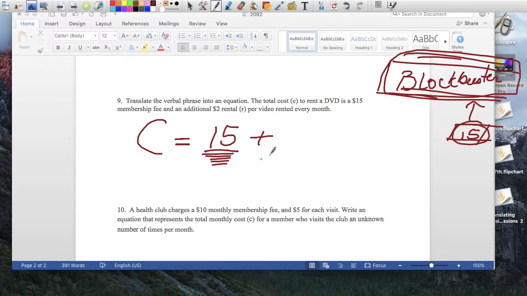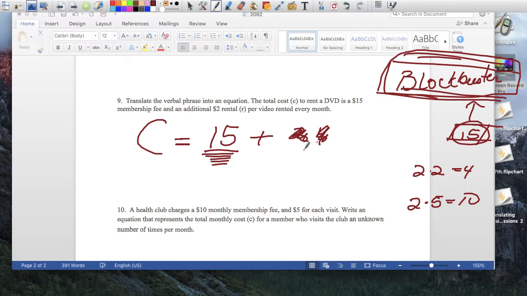Plus, now if you went in there and got 1 movie, you would pay $2, right? What if you rented 2 movies? Well, it'd be 2 times 2, right? Because each movie is $2, would be $4. Now you pay $15 for your monthly fee plus $4. What if you rented 5 movies? So it'd be 2 times however the number of movies, which is 5. So 2 times 5 is 10.